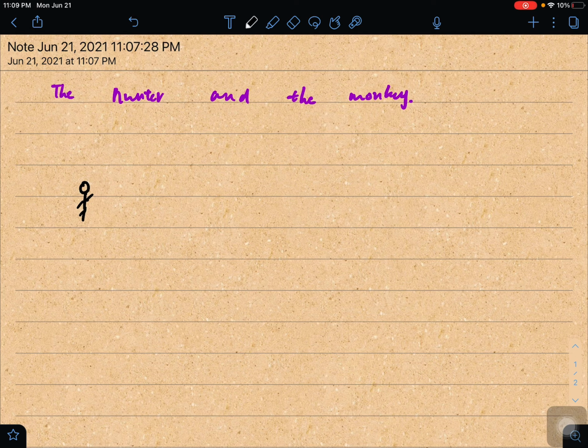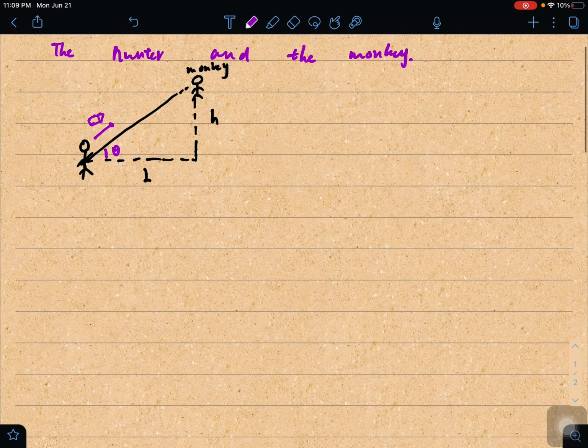So this is a hunter, who has a gun in his hand, and this is the monkey, which is tied at a height above the ground. So this is the height h, and this person is a distance L away from the monkey, and this person is aiming directly at the monkey at an angle theta. And this is the trajectory taken by this bullet.